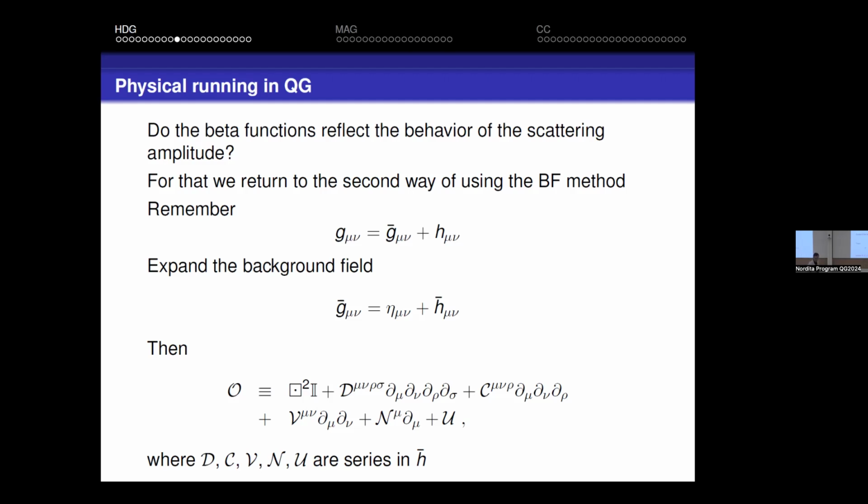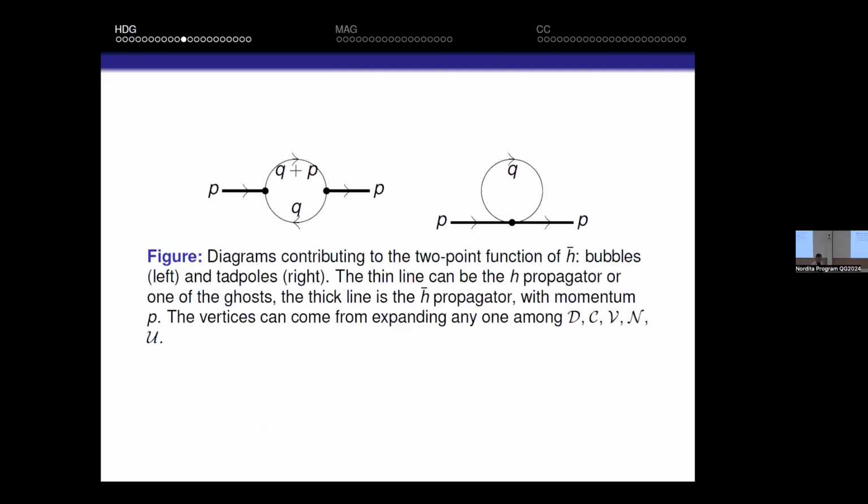Okay, so then you can compute the running from the 2-point function. So here you have the thick lines are the background, the propagators of H bar, and the thin lines are the propagator of the quantum field H. So this 2-point function would be a function of this external momentum P, and at one loop, you just have this bubble and a tadpole contribution.